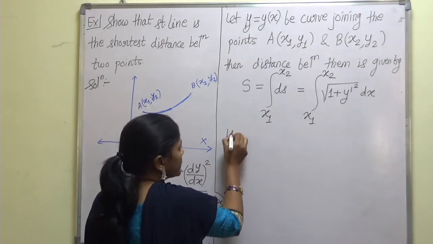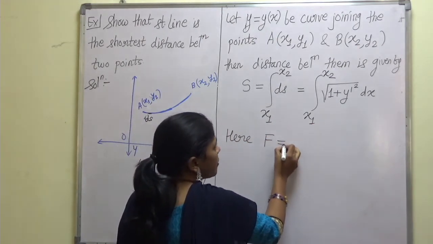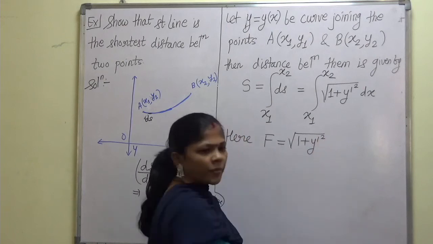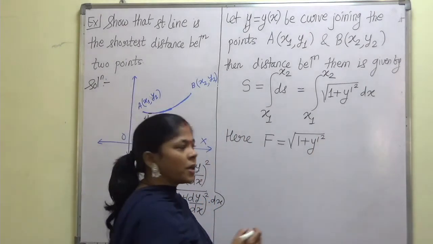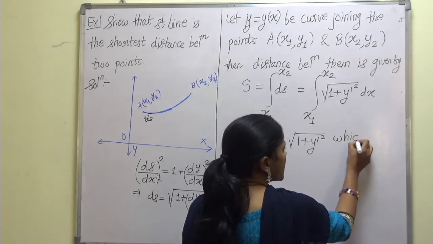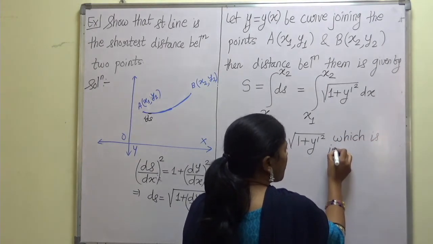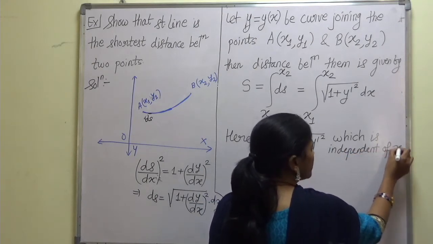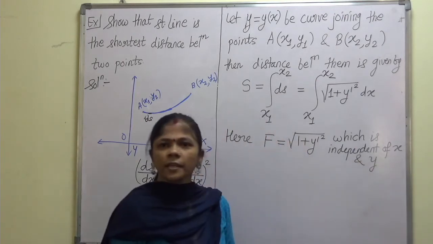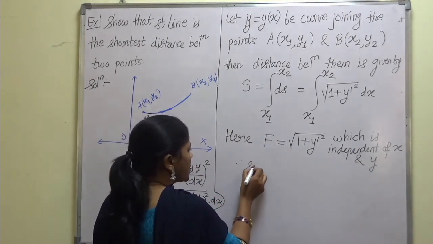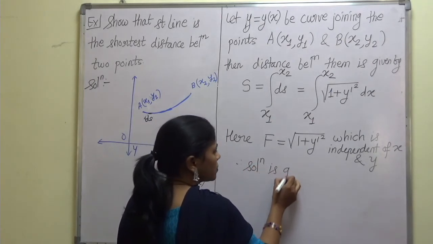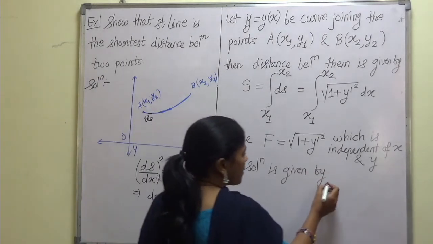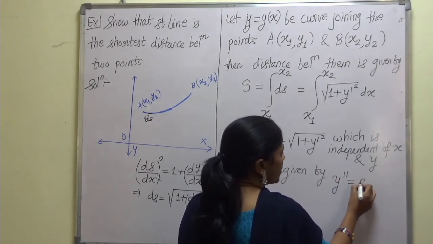So here, what is f? Yes, identify f. What is f? It is under root of 1 plus y dash square. Now here it is coming out to be independent of what? It is not containing x and y. So which is independent of x and y. Isn't it? So therefore the solution is given by, yes, so what will be the solution? Solution is given by y double dash equal to 0.